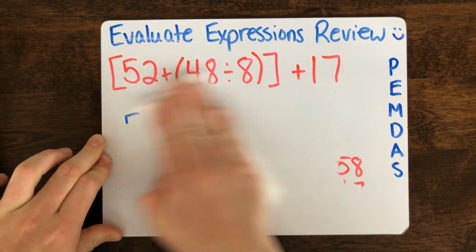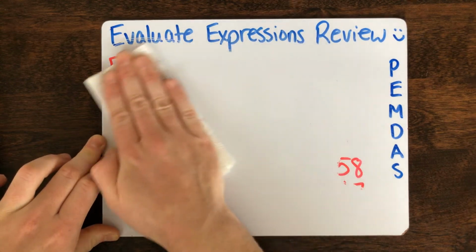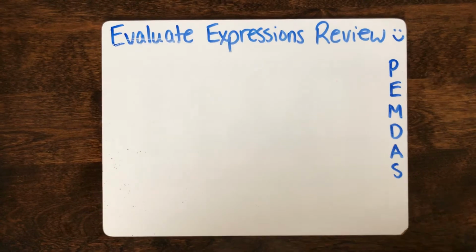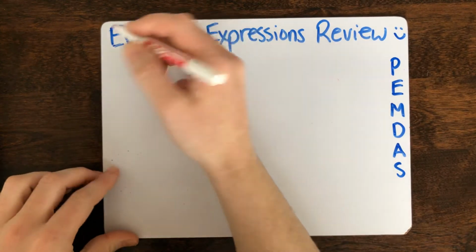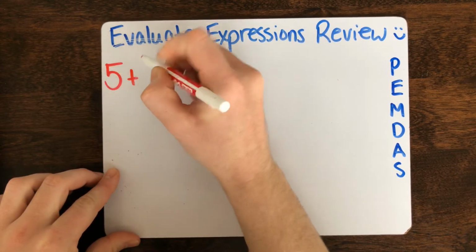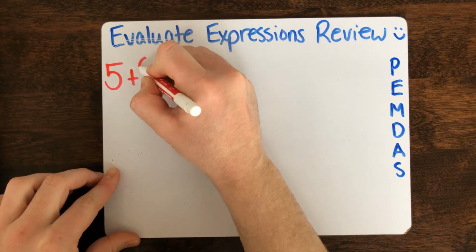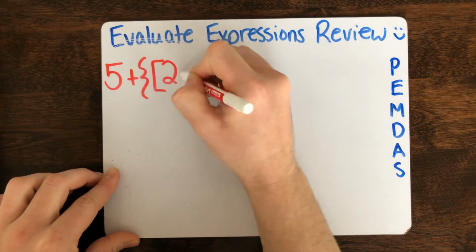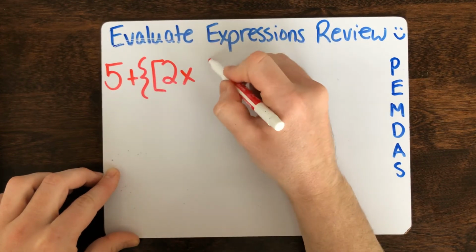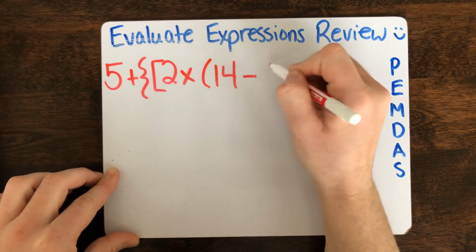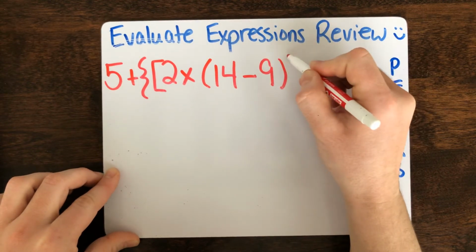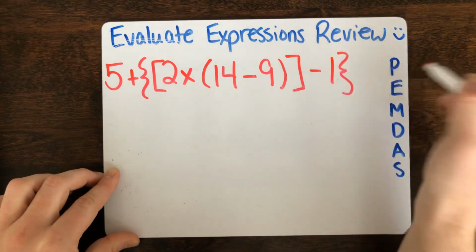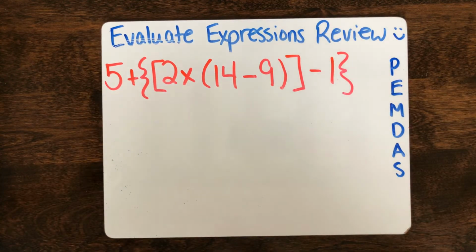Now the fourth problem, you guys did really well with this actually, but this had brackets, braces, and parentheses, all three of those things. So let's look at it. It was 5 plus braces, brackets, 2 times parentheses, 14 minus 9, parentheses, brackets, minus 1, braces. Whew. All right, let's give this a try.